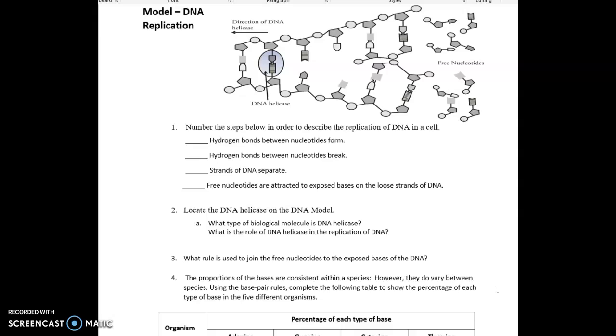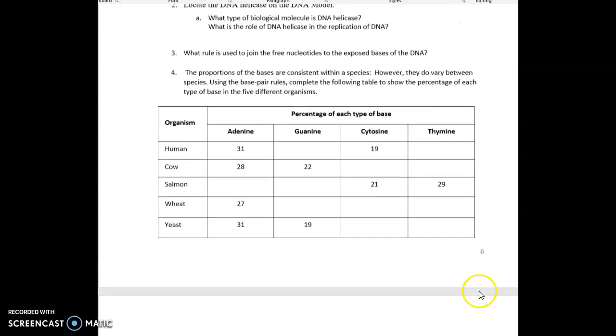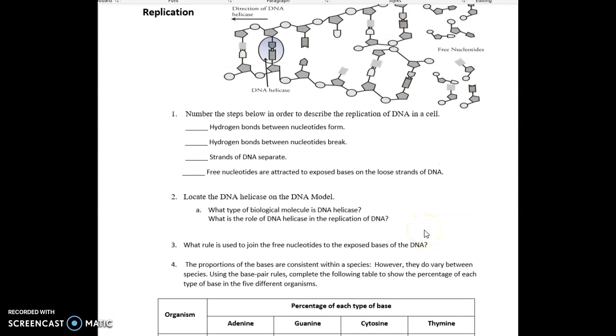Okay. All right, so you're completing this page, the model DNA replication, with your partner. All right, good luck.